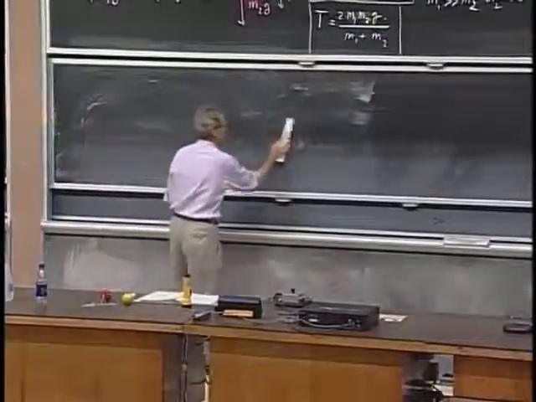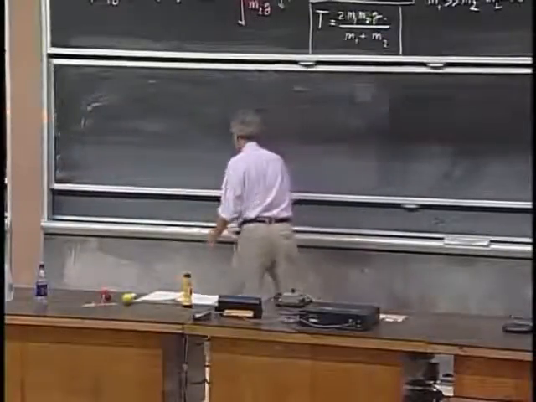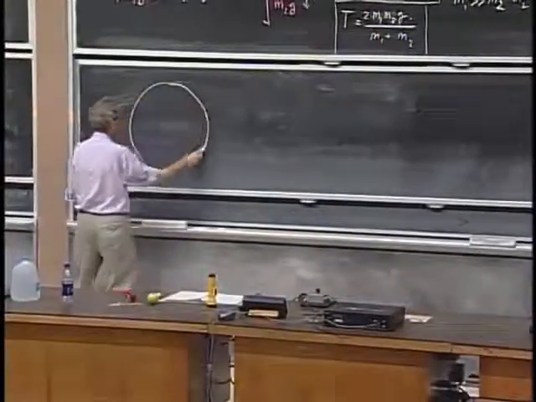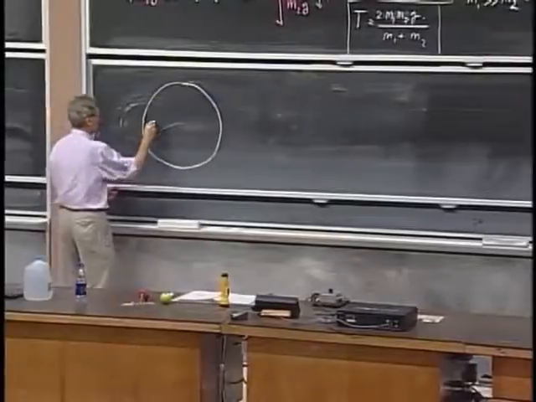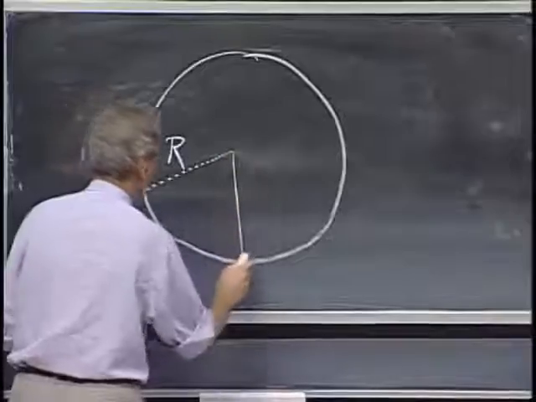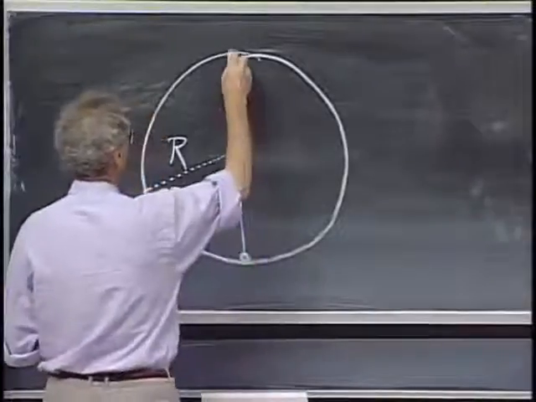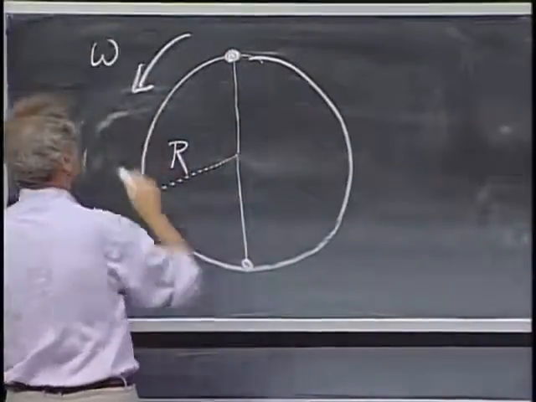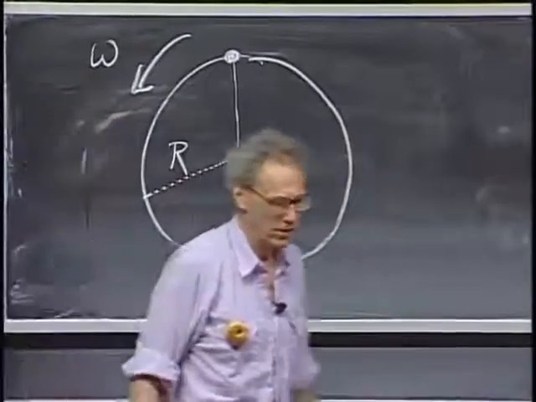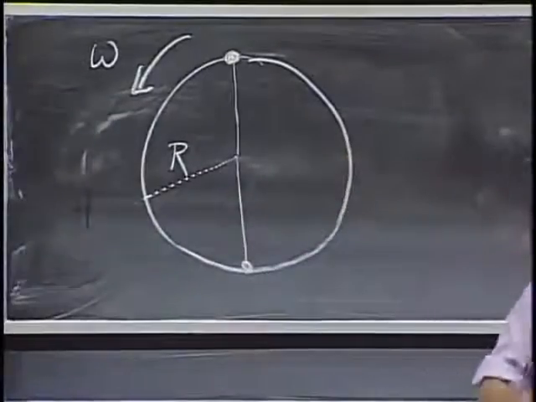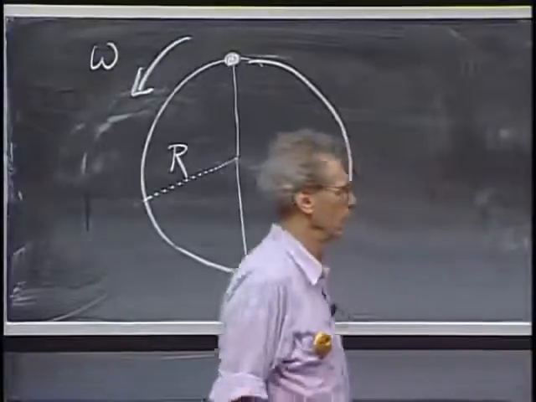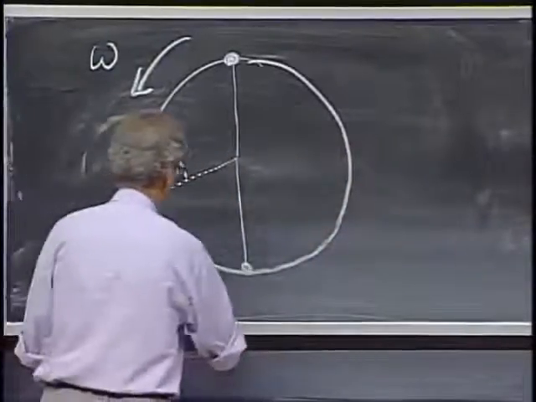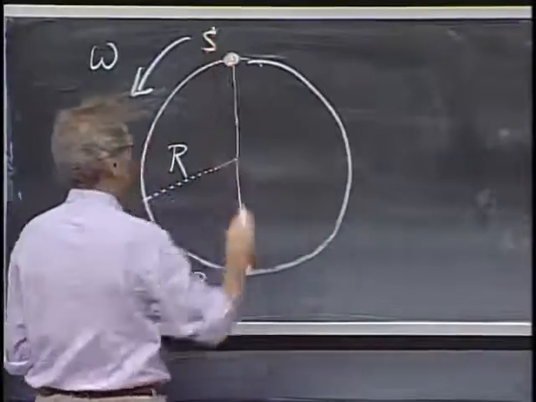You go around a circle which has radius r. Here is that circle. There's a string here. You're here. And there's a string here. And at some point in time you're there. And you're going around. Let's assume that you're going around with an angular velocity omega. And for simplicity we keep omega constant, but that's really not that important. Okay, this is point P, and this is point S.